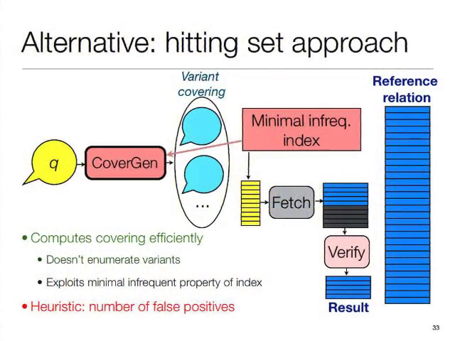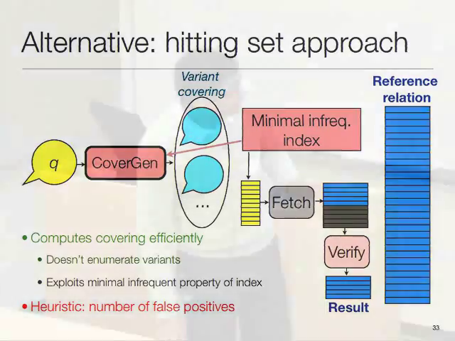So to that end, we have an alternative solution, which is what we call the hitting set approach. I'll not talk about it in great detail, but here's the intuition. It essentially generates a covering, which is these blue queries to issue to the set containment part, without actually enumerating all the variants. So we can guarantee that we will cover all our variants without ever generating these variants.